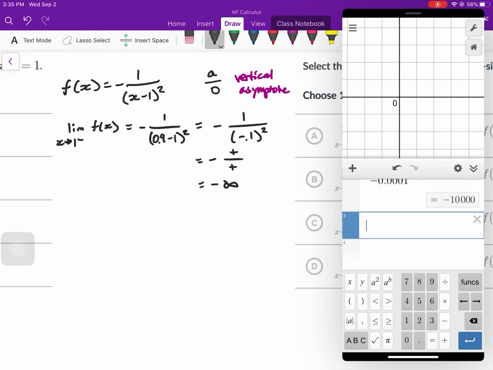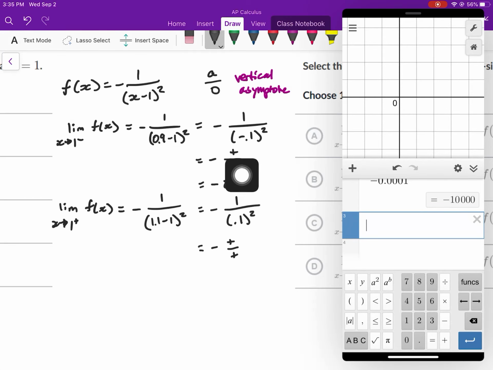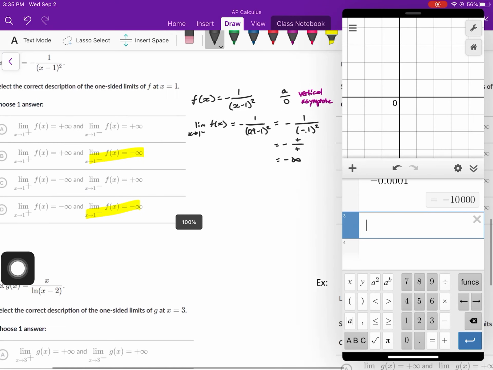So let's look at the limit from the right. Pick a number to the right of 1, so that would be 1.1. In this case, I get 0.1 squared. So a negative over a positive, because anything squared is positive, right? Just like we saw up there. So that's going to be negative infinity as well.